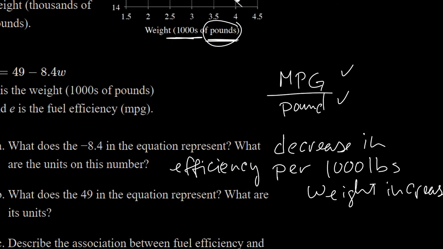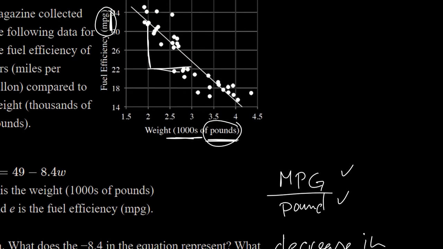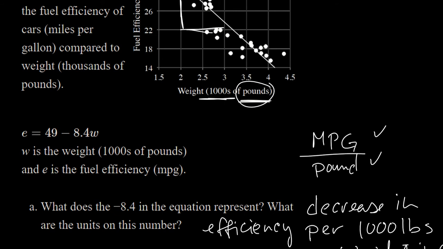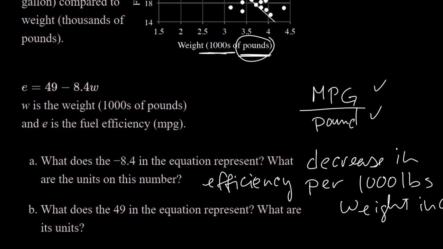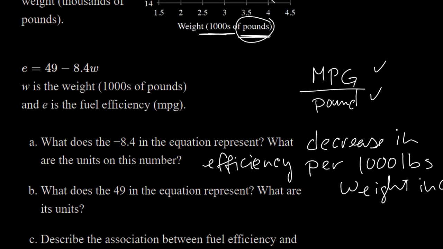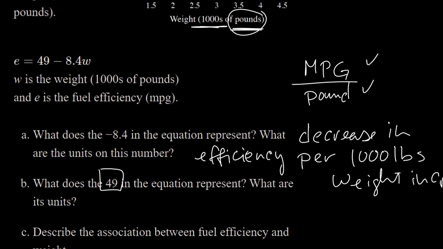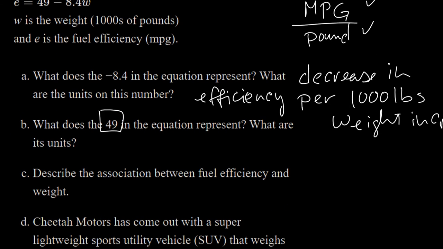What does the 49 in the equation represent? What are its units? Oh, 49. Oh, there it is. That is the fuel efficiency. That's crazy. So for that model that they built, 49 is the fuel efficiency for a car with weight of 0, right? So it says what does 49 represent? What are its units? So that 49, right? It's the y-intercept.